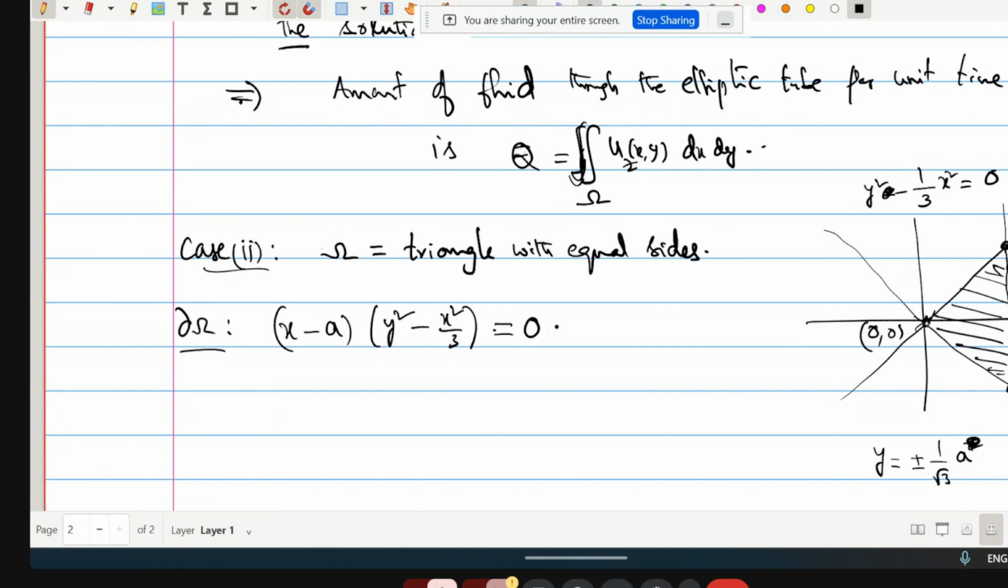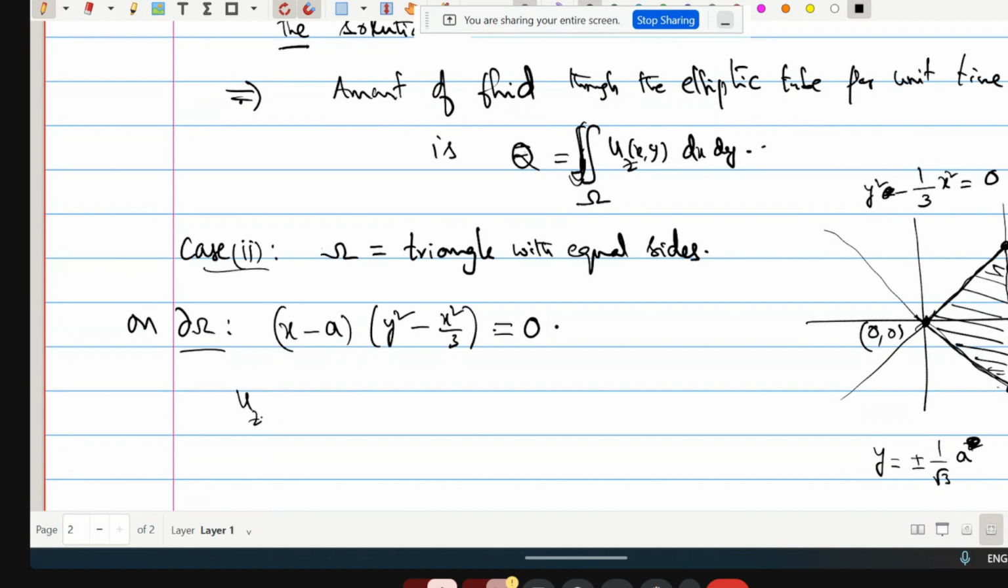So what is this one? This is actually y equal to some constant times x. This is equal to minus constant times x. This line, the whole line, satisfies it automatically. So it is actually 0 on ∂Ω. This is equal to 0, so it is automatically satisfied.